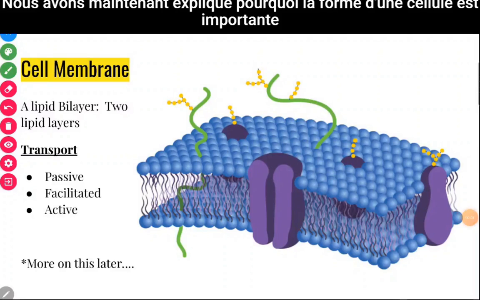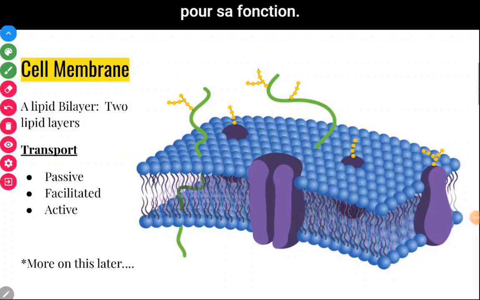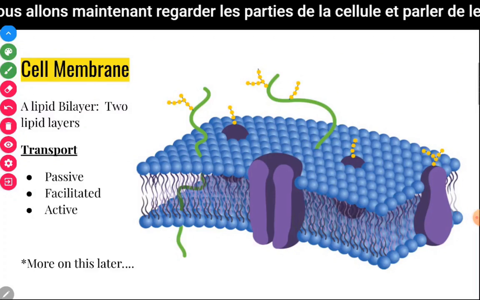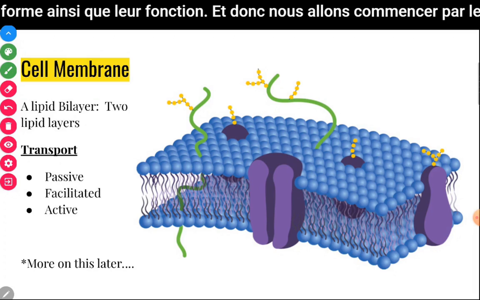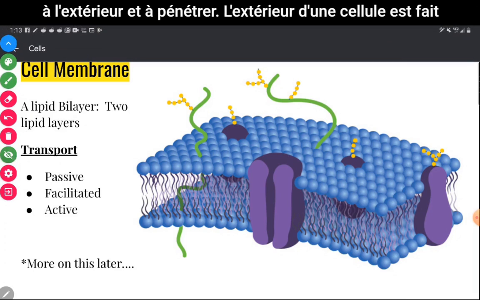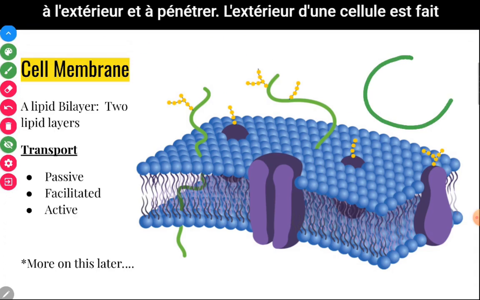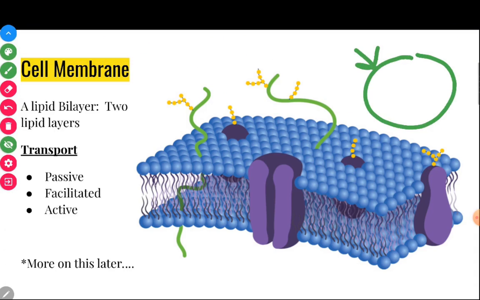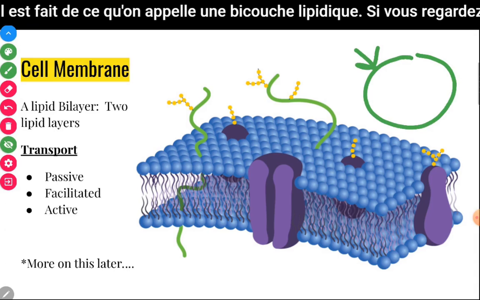We have now talked about why the form of a cell is important for its function. We'll now look at the parts of the cell and talk about their form as well as their function. And so we'll start with the outside and work our way in. The outside of a cell is made of something. It's made of what's called a lipid bilayer.